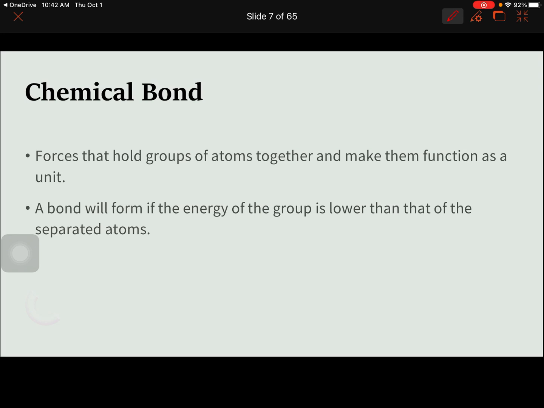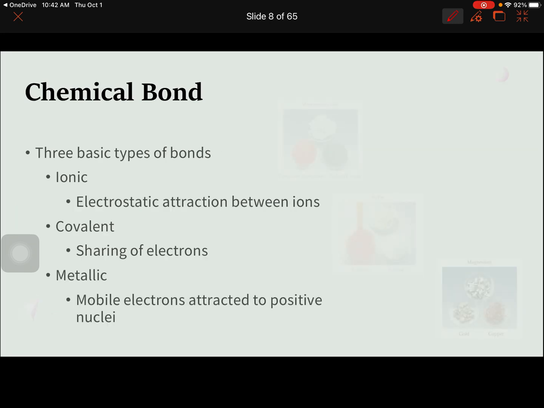So a chemical bond is a force that holds groups of atoms together, makes them function as a unit. A bond will form, and we'll talk about energy in the next lesson, if the energy of the group is lower than that of the separated atoms, because the tendency in nature is to reduce the amount of energy in a system.